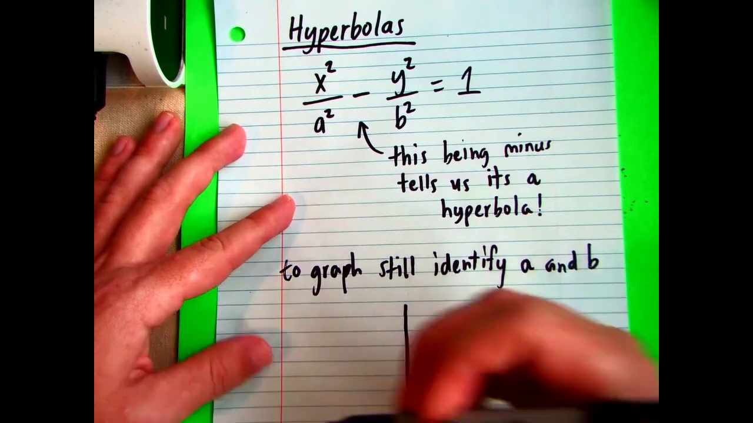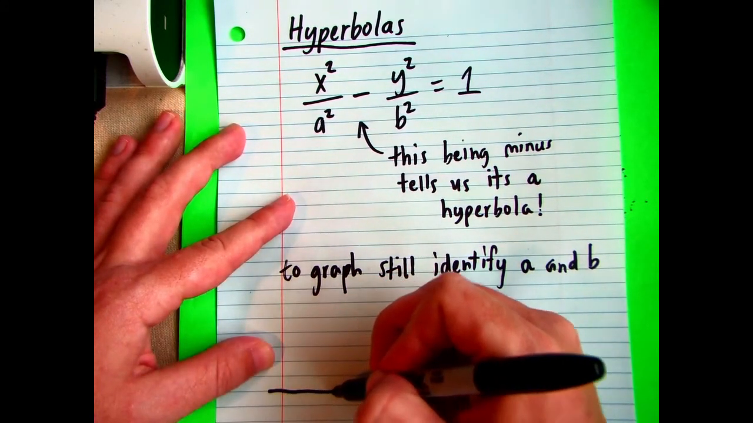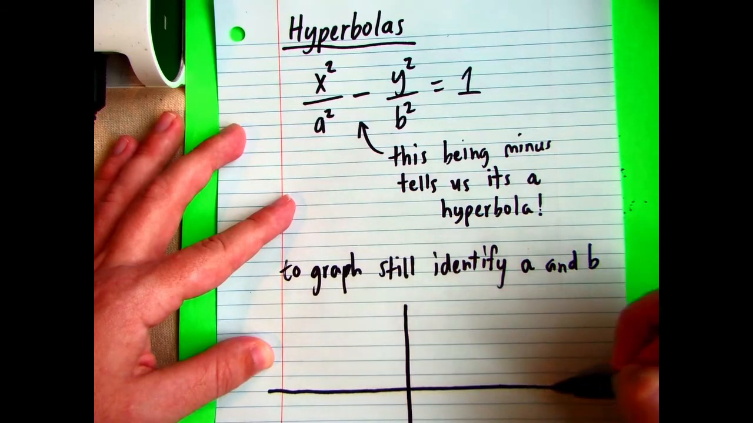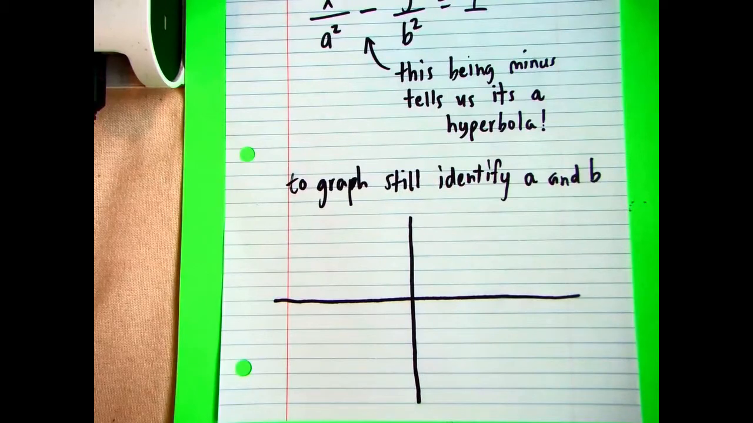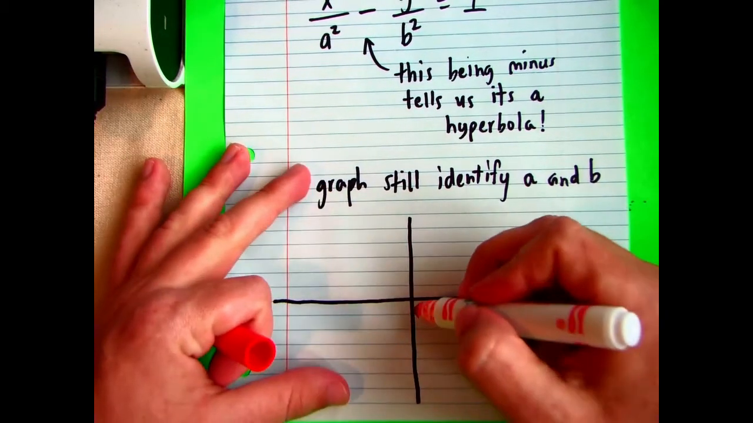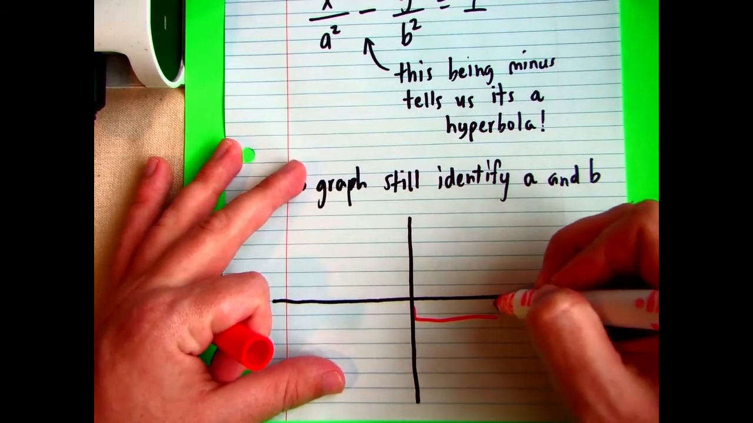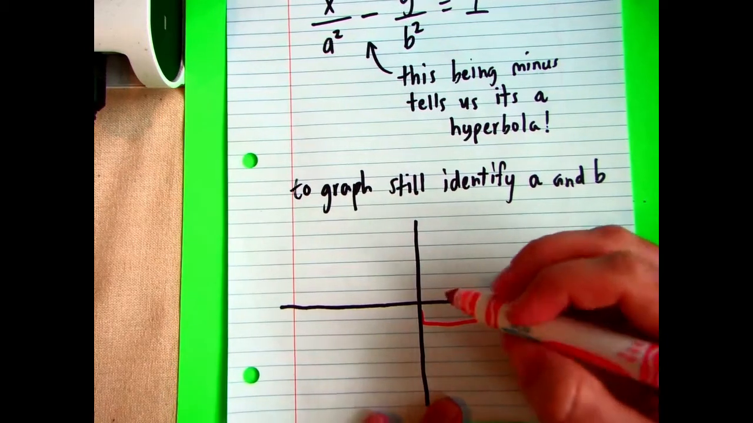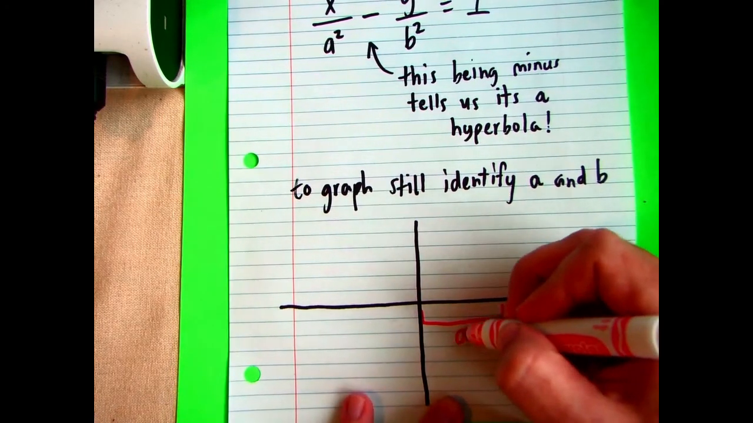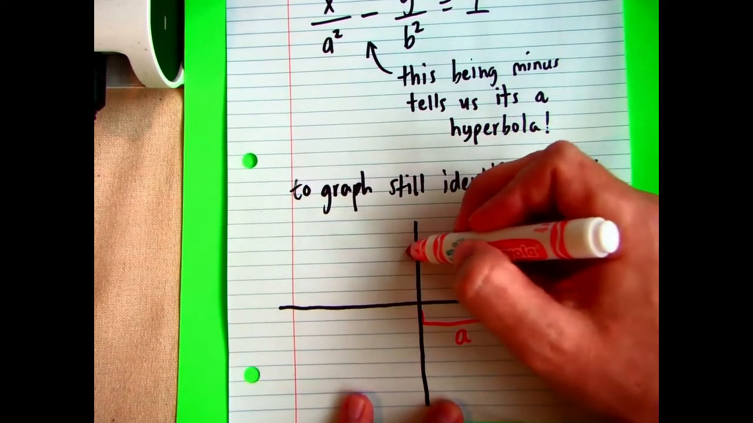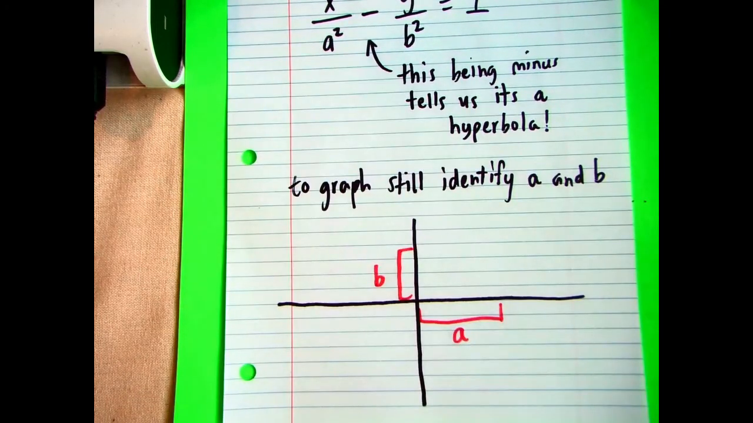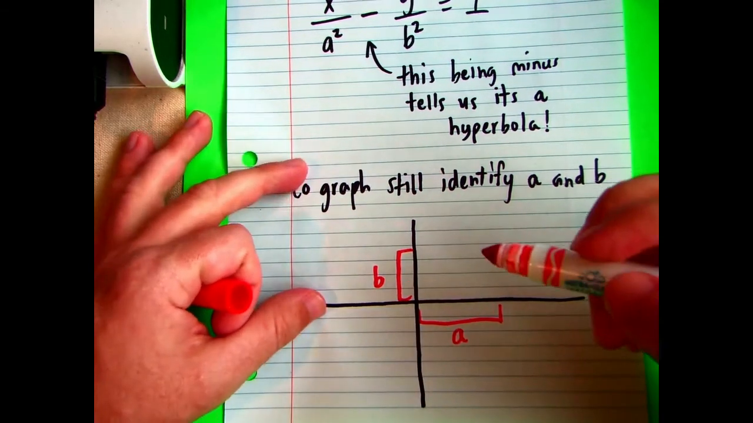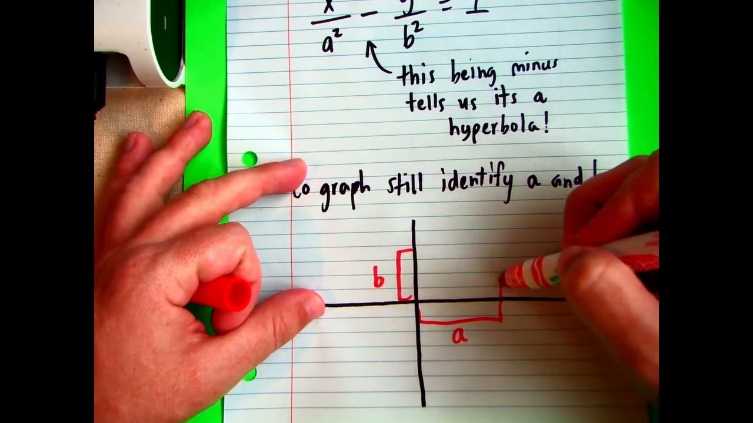Alright, to graph this, I'm going to set up my axes. Now, this first time through, we're dealing with an equation in which x squared is first. So all of this that we're about to do right now deals with when x squared is first. We still have a and b.